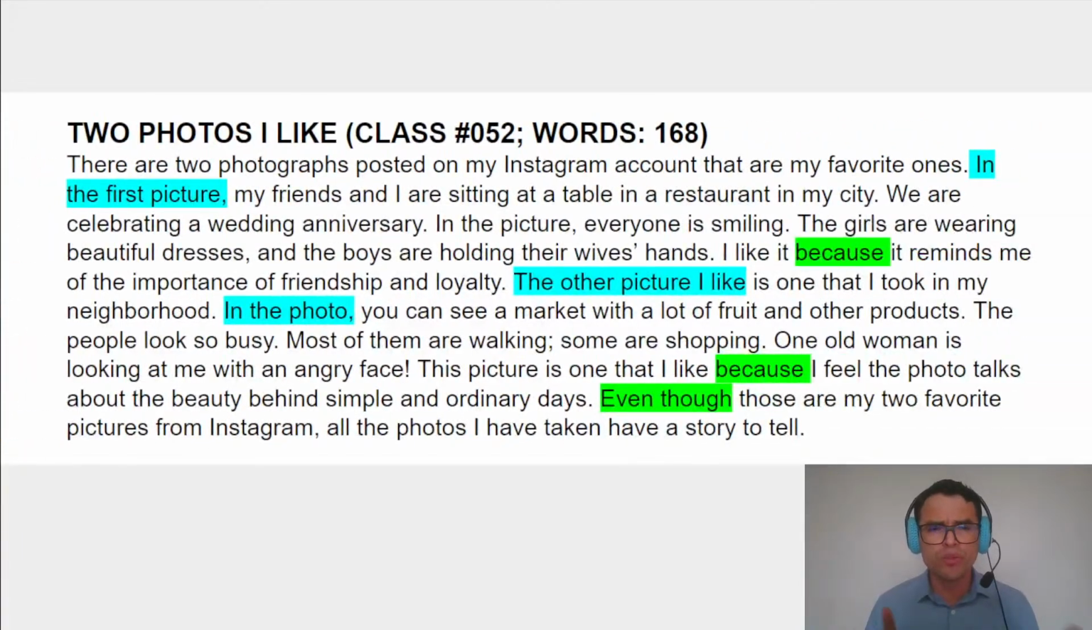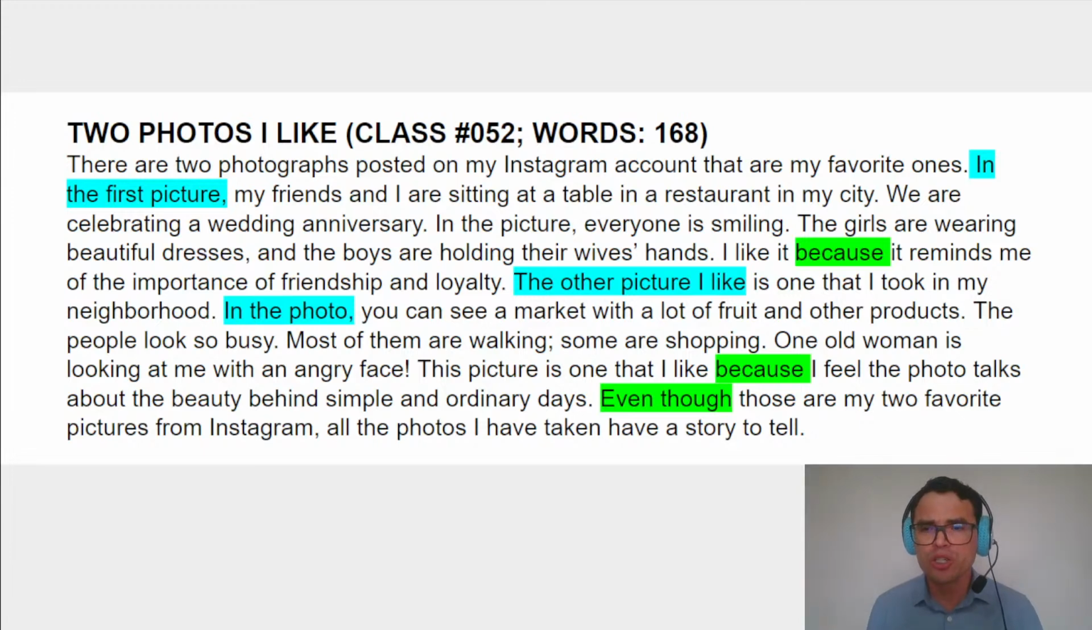Now, some useful information here. There are phrases that allow you to give context to your story. For example, in the first picture, you have the context there, right? Then, next light blue one, the other picture, I like to introduce the second picture, right? That's a transitioning phrase. And then in the photo, you can also provide context with that phrase. In that way, I understand what you mean.